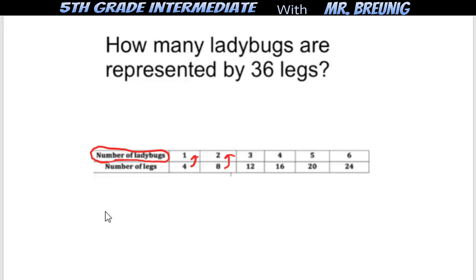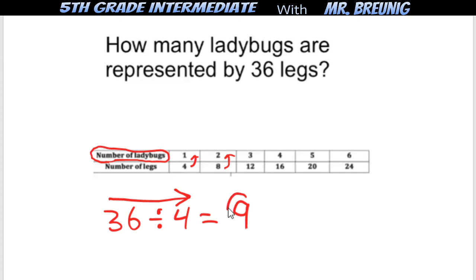Well, if I have 36 legs and I divide that by 4, what am I going to get? Reading it from left to right, it's 36 divided by 4. But when I read it from right to left, it's saying what times 4 equals 36. That's how I can solve this. Well, I know that 9 times 4 equals 36. So my answer would be 9 ladybugs.